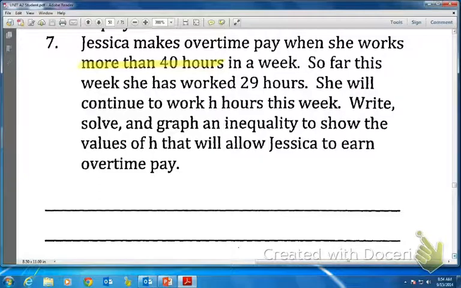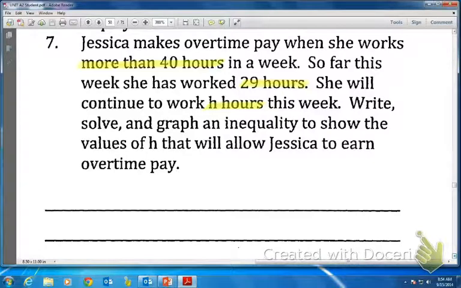So far in this week, by the way, you should write this problem down to have it in your notes. So far this week she has worked 29 hours. So far she's worked 29 hours. She will continue to work H hours this week. Write, solve, and graph an inequality to show the values of H that will allow Jessica to earn overtime pay.